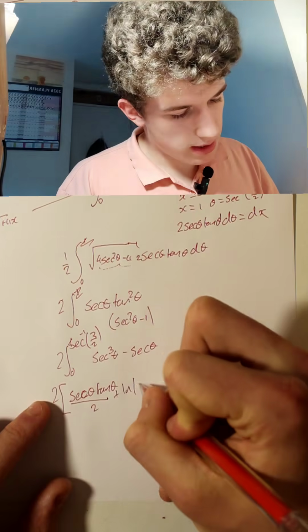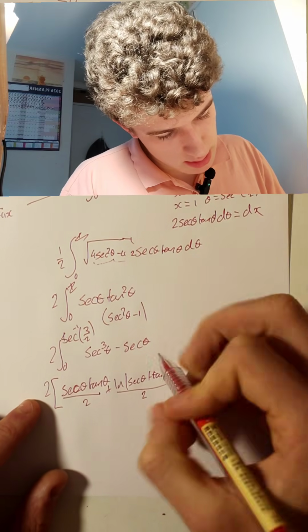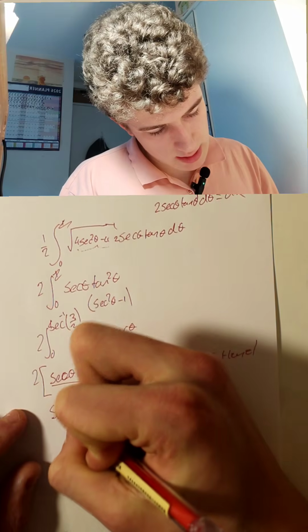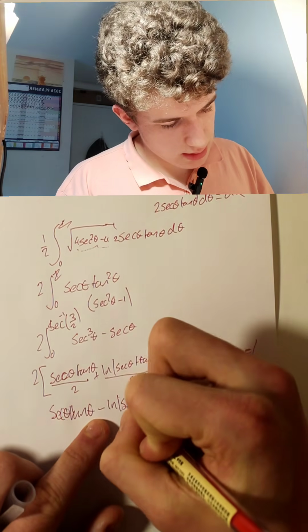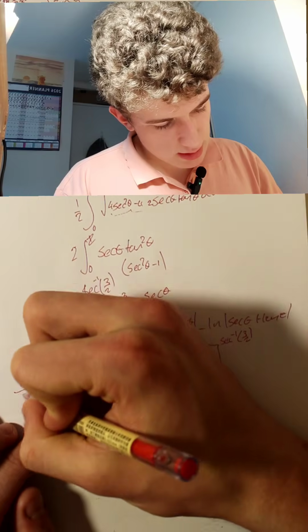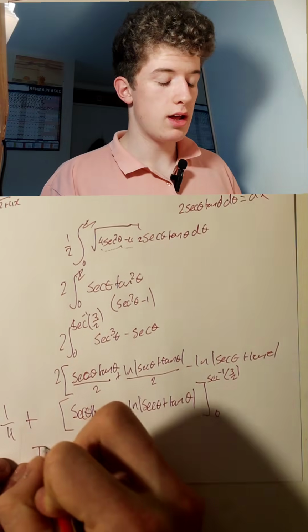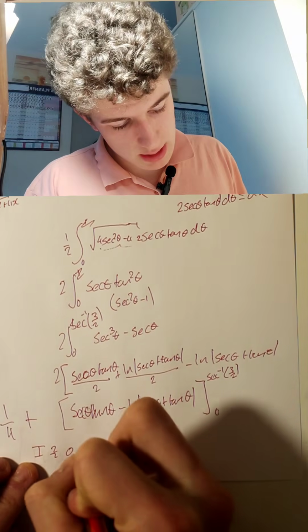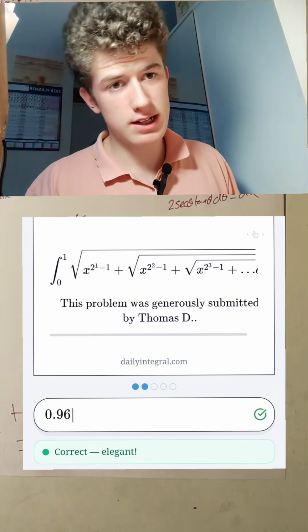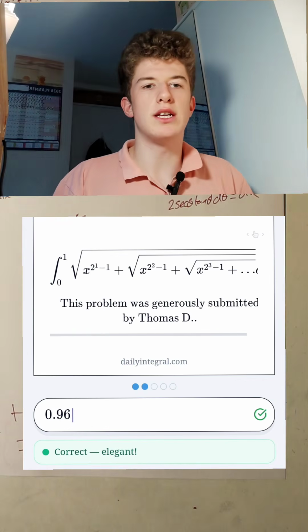And then we can write this one out as so 2, and then these are the standard results. So we're going to get secant theta tan theta over 2 plus ln of secant theta plus tan theta over 2 minus ln of secant theta plus tan theta, which will simplify down to secant theta tan theta minus ln of secant. Put that into our calculator, we're going to get I is approximately 0.96, which is indeed the correct answer.